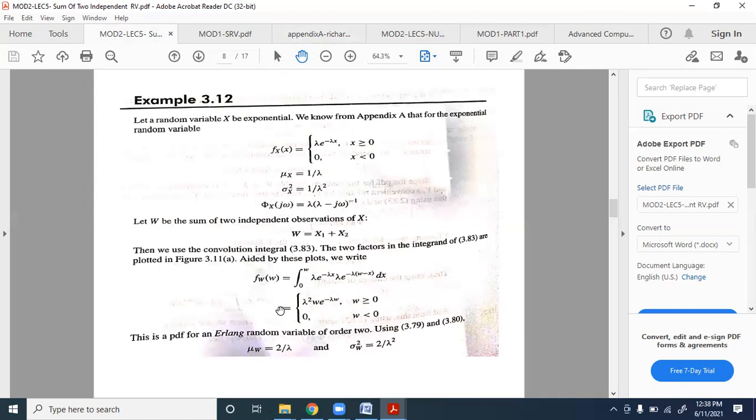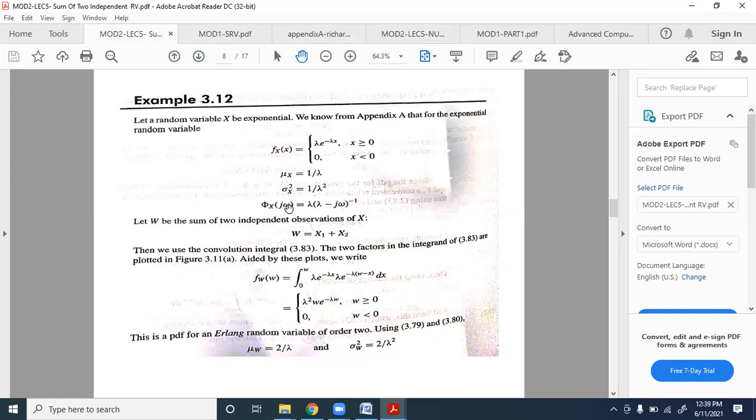Similarly, we can find the characteristic function for W also. If you want to write, then the characteristic function of W will be the characteristic function of x1 multiplied by the characteristic function of x2. And both characteristic functions will be these two values: lambda into (lambda minus j omega) inverse. There's no x term here. Similarly, if you write for y also, lambda into (lambda minus j omega) to the power of minus 1. We don't have the y variable at all here.